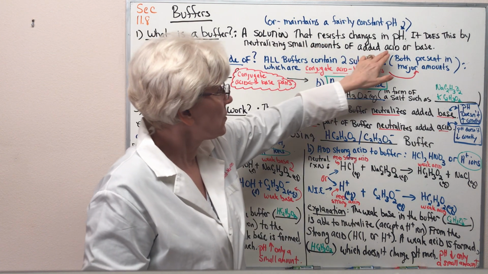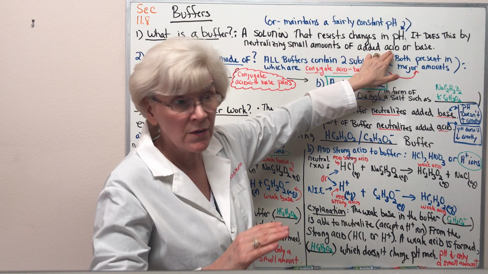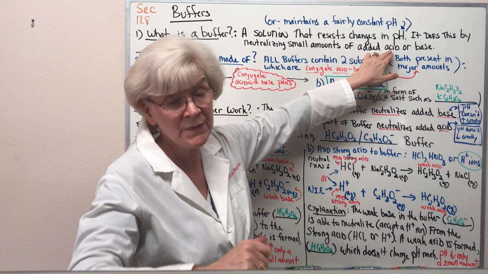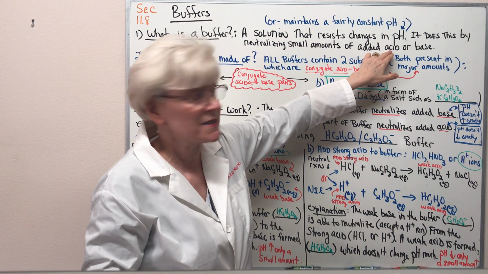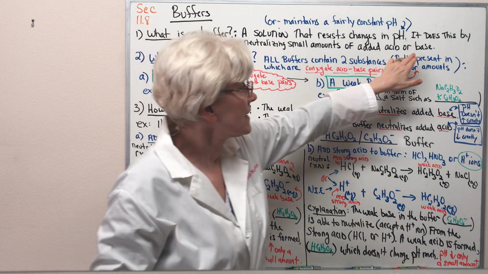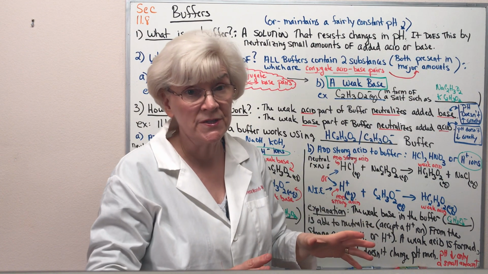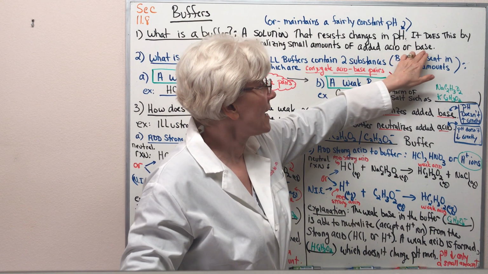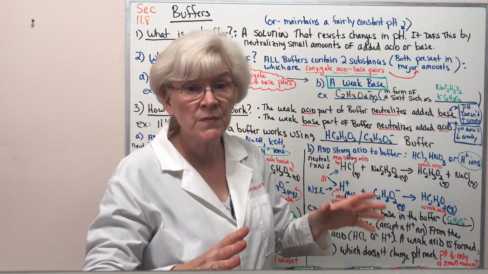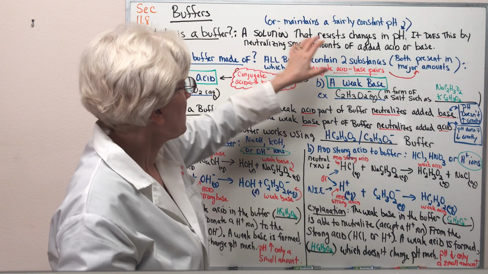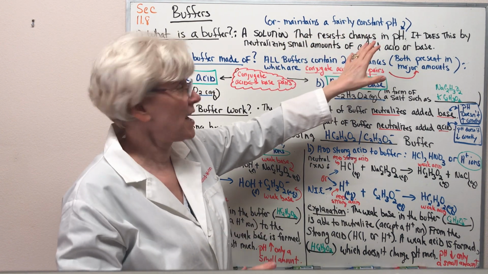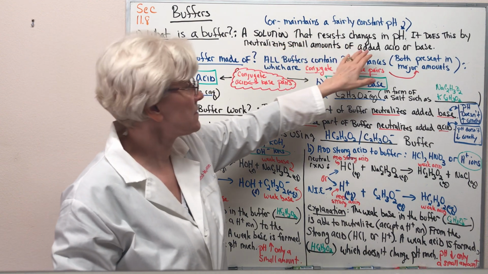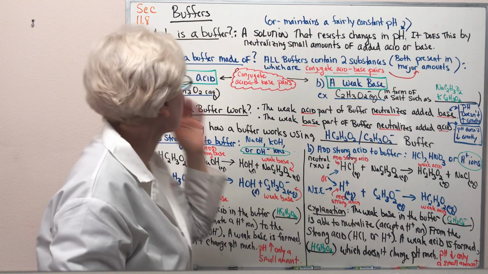If you added acid to any regular unbuffered system, the pH would drop rapidly because of the hydrogen ions present in the acid. If you added base to any unbuffered system, the pH would increase rapidly because you added hydroxide ions from the base to the system. But a buffer will resist change in pH because it is able to neutralize small amounts of either added acid or base.